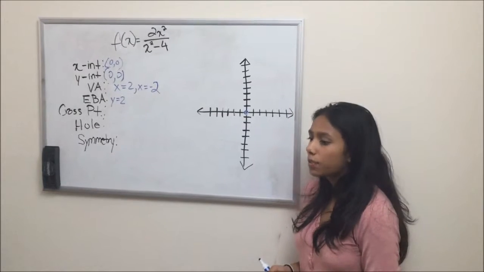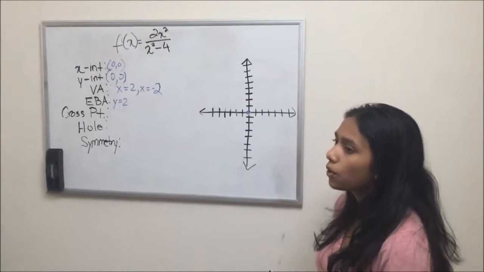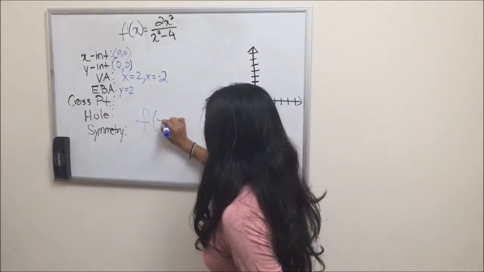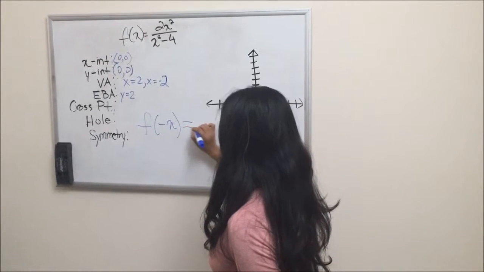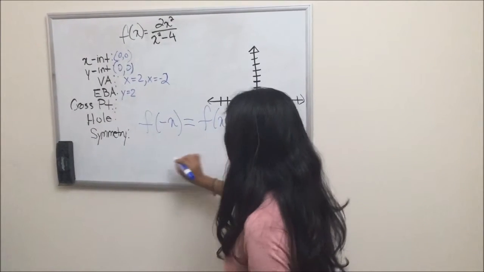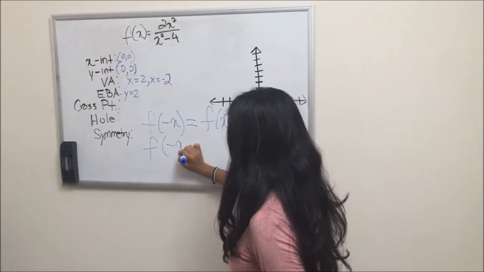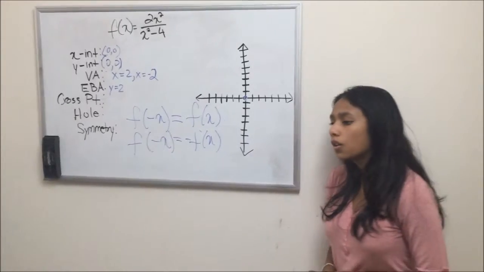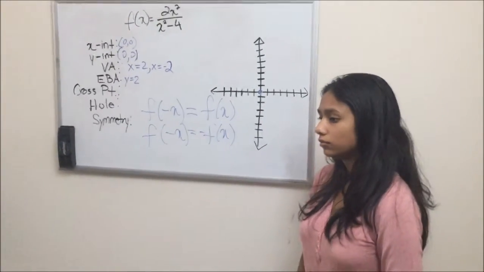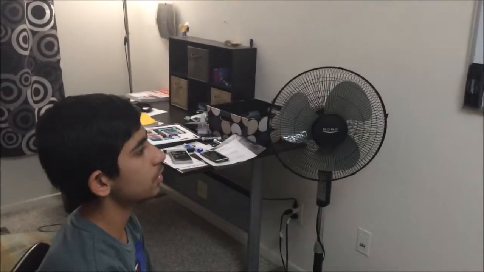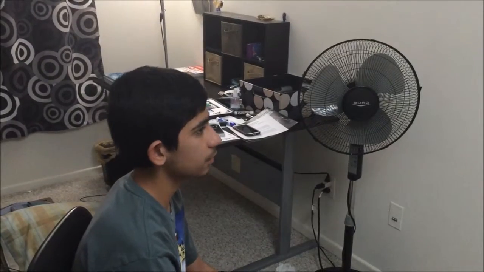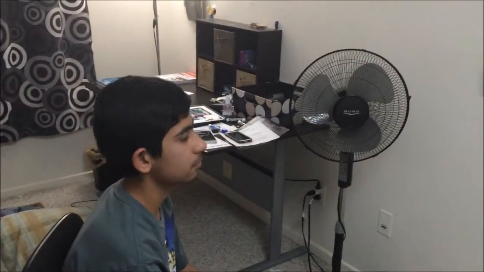Symmetry could either be in respect to the y-axis or in respect to the origin. To have y-axis symmetry, if you plug in negative x for f of x, it should equal f of x. For origin symmetry, if you plug in negative x, it should equal negative f of x. Now, how do you think any of these symmetries can help you? Because knowing the y-coordinate of a certain x value, you know that that y-coordinate will be the same for the corresponding negative x value. And which symmetry is that for? Y-axis symmetry. Good job. Thank you.